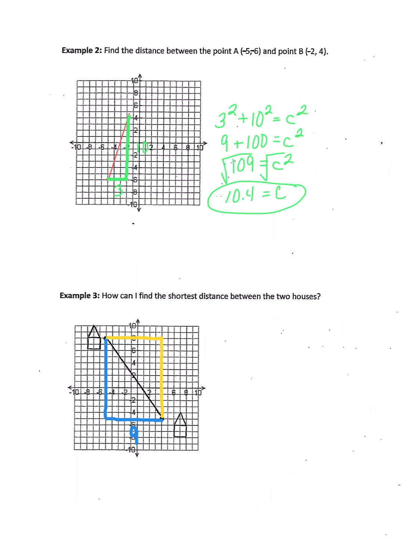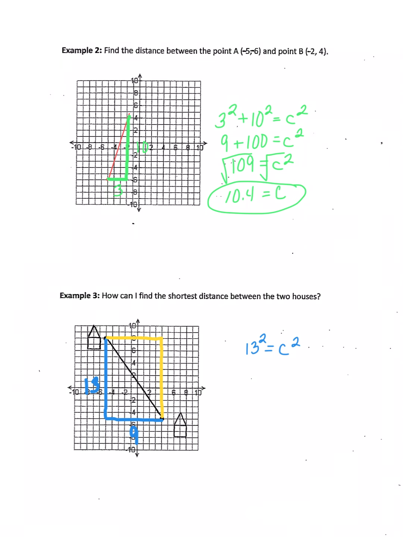Then I'm going to count my vertical distance, the up and down. 1, 2, 3, 4, 5, 6, 7, 8, 9, 10, 11, 12, 13. So those are my legs, 9 and 13. Now I'm going to set up the math. 9 squared plus 13 squared equals c squared.